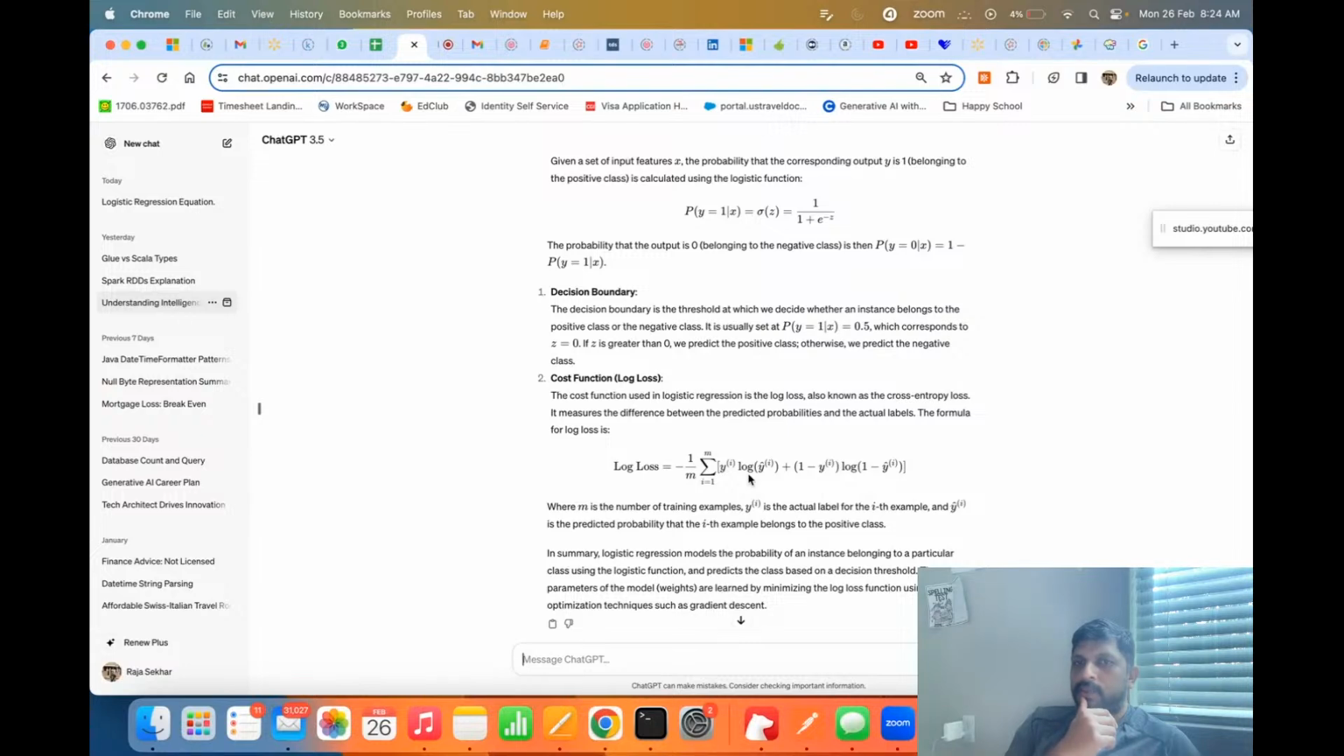And when is it log y? When y is 1, it is log y. And when y is 0, the loss is log 1 minus y. So in order to accommodate it, they have put together this equation. Both y and 1 minus y are multiplied, so that you get only that specific value, either log y or log 1 minus y, corresponding to the y that we are trying to predict. For all zeros, this one. For all ones, this one.